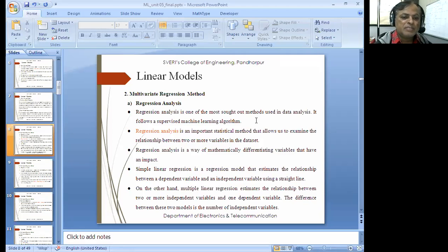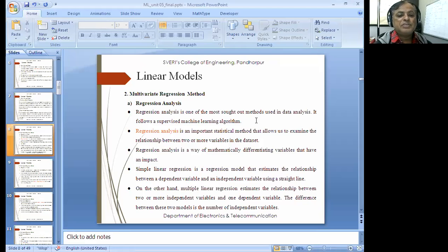एक से ज्यादा variables के बीच में relationship find out करने के लिए मदद करता है. Regression analysis is a way of mathematically differentiating variables that have an impact. Obviously, some of the variables are differentiating from the other variables. Why? Because they are having that impact. So we need to also find out those differentiating variables, and regression analysis can be useful to find out those mathematical differentiating variables.